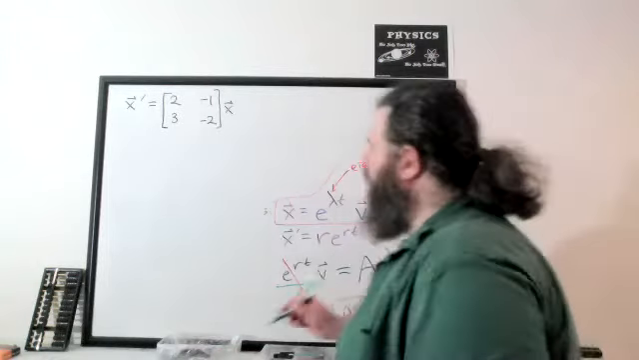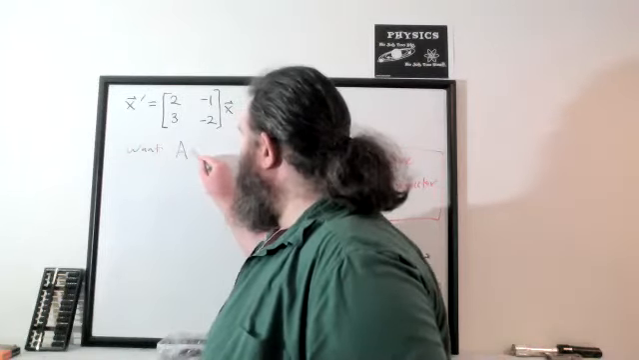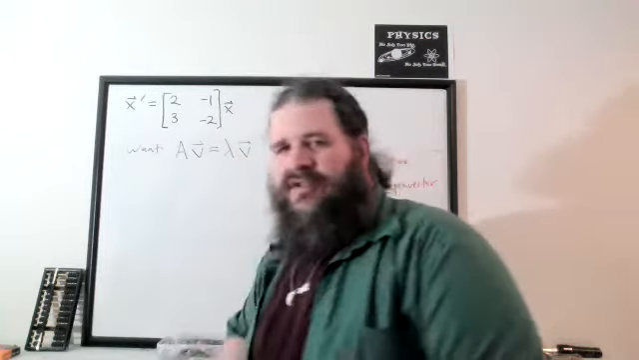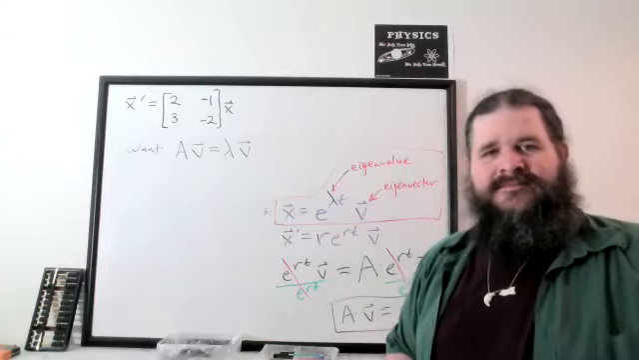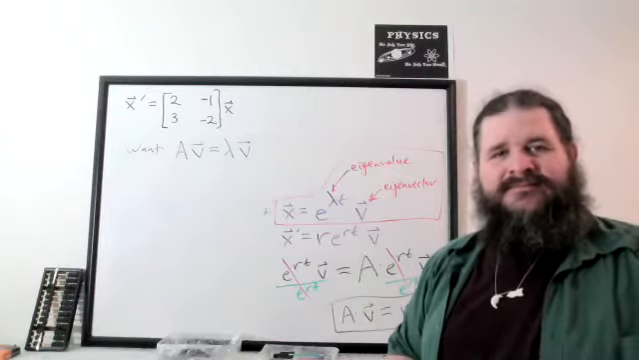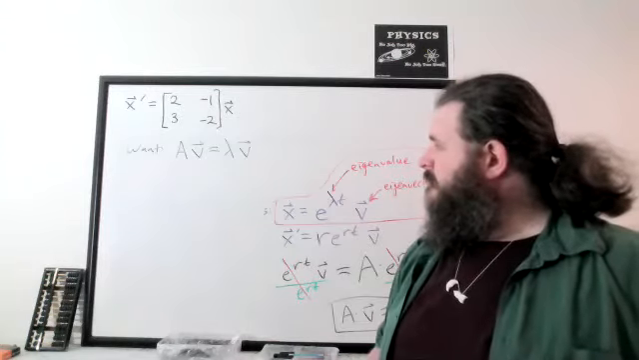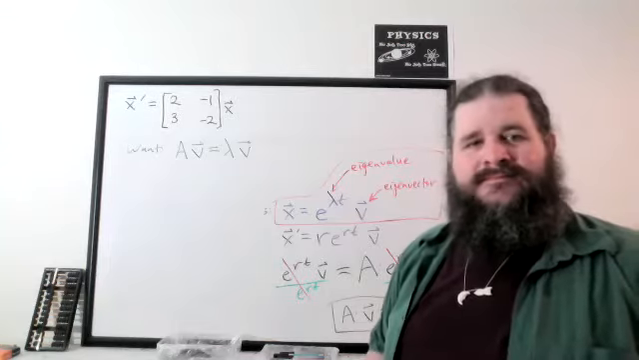We want A times V to equal lambda times V. So how do we actually find V and lambda here? How do we calculate those eigenvalues and eigenvectors? Subtract the multiple of the identity matrix. Just use lambda.